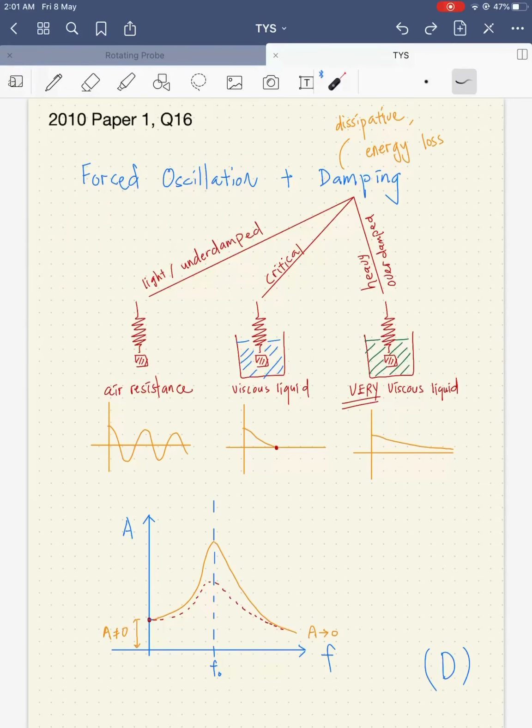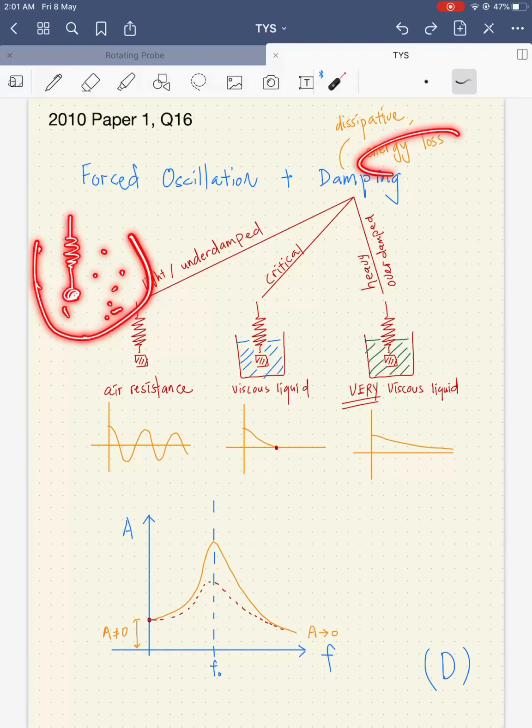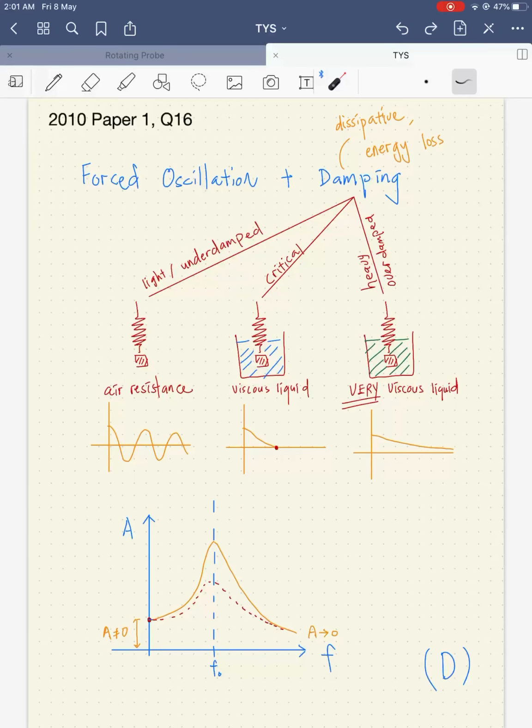Okay, then damping means this forced oscillation is in a dissipative medium. Dissipative means energy loss. So this is the setting, and for damping you have three types. You have light or under damped, critical, heavy or over damped. So you can imagine the following three pictures.